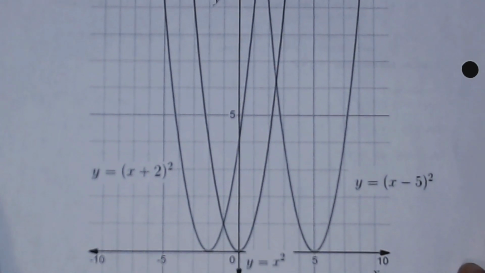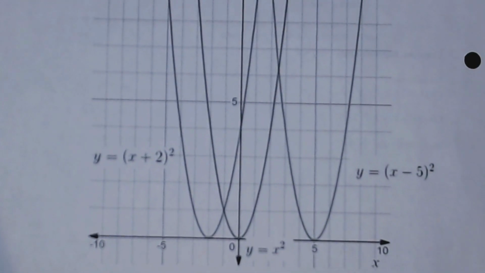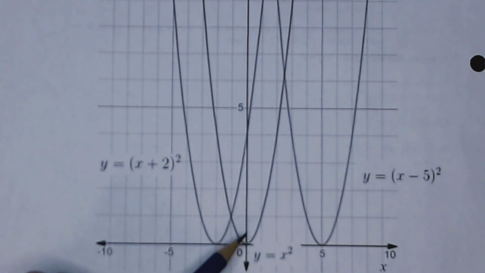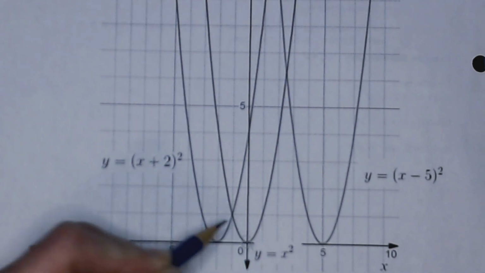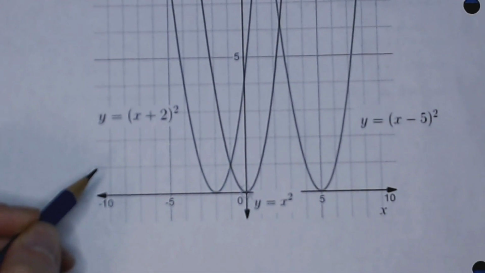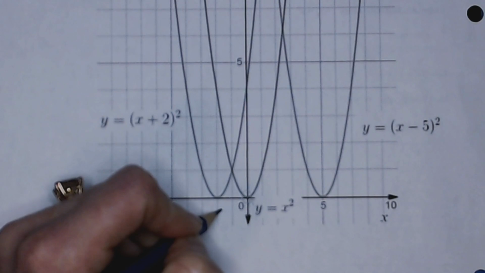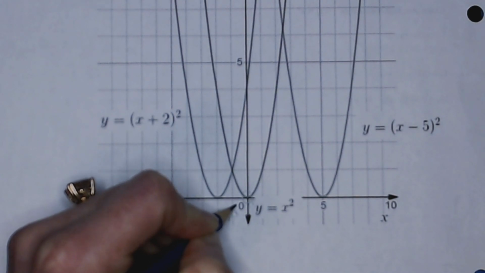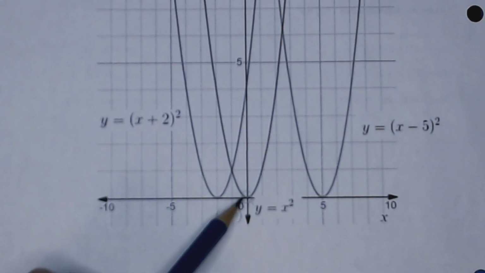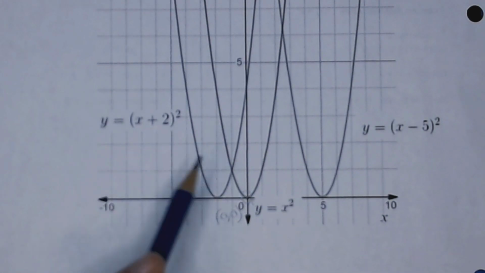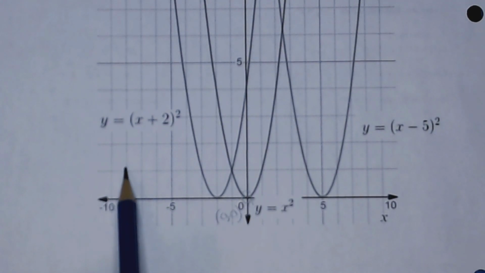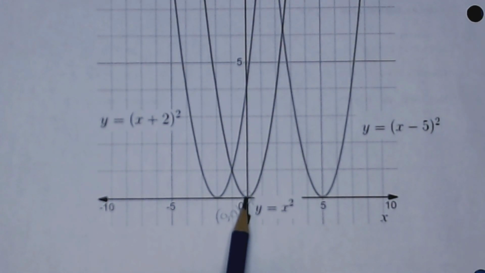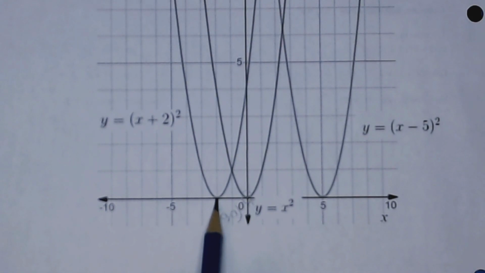So the graph will look like this. Nothing has changed in the shape of the graph. Here's our original y is equal to x squared. That's this one right here. We have that nice vertex point again, where we have the point (0, 0) on our graph. If we just look solely at the vertex, we can see that the whole graph has shifted. For this function, it's shifted 2 to the left, 1, 2.